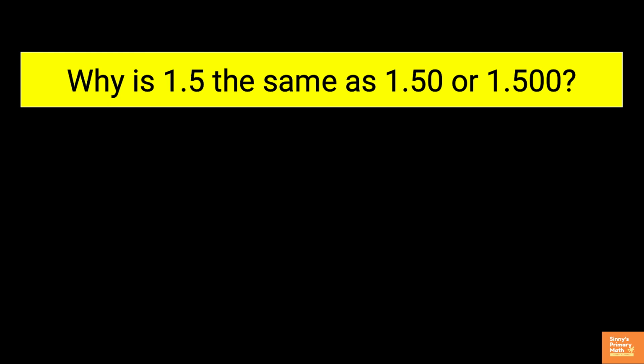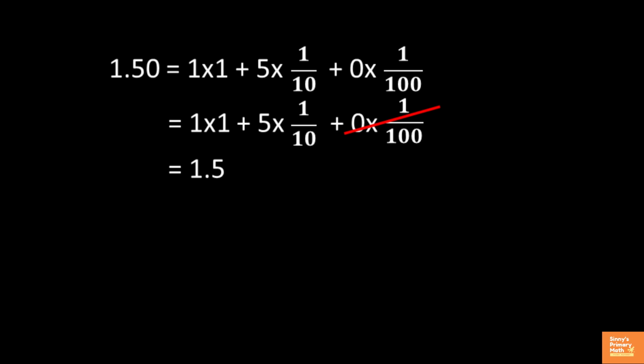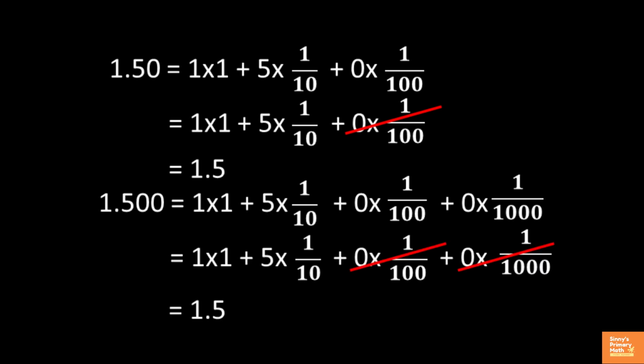1.500? Try to expand and check. 1.50 equals 1 into 1 plus 5 into 1 by 10 plus 0 into 1 by 100, equals 1.5. 1.500 equals 1 into 1 plus 5 into 1 by 10 plus 0 into 1 by 100 plus 0 into 1 by 1000, equals 1.5.